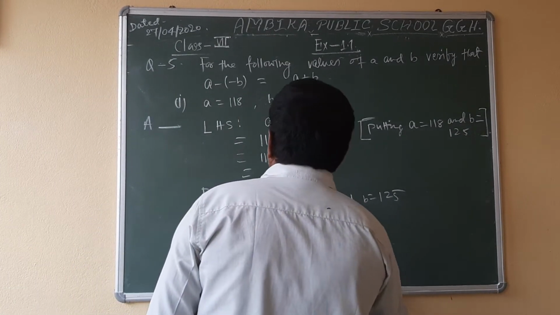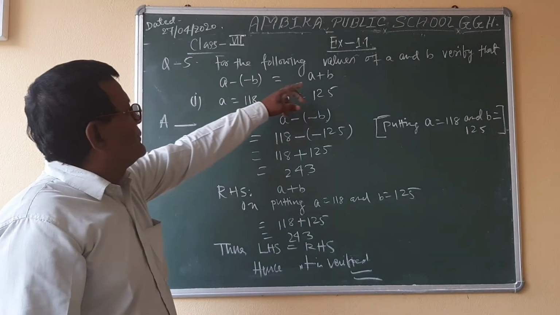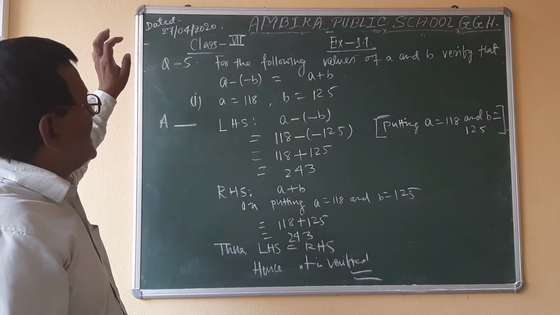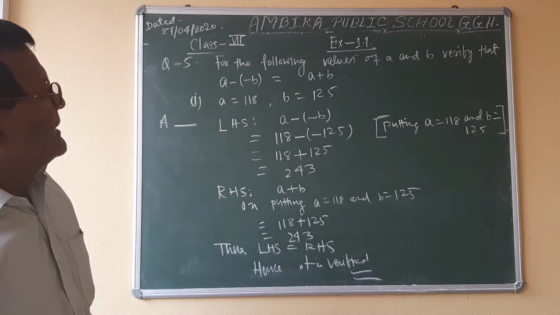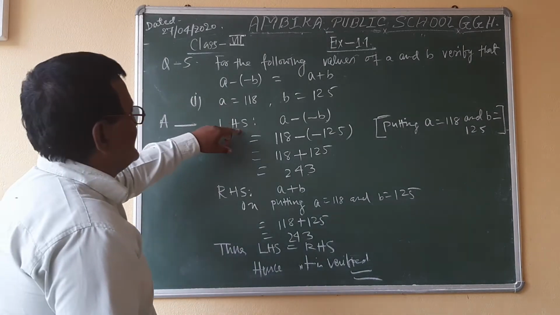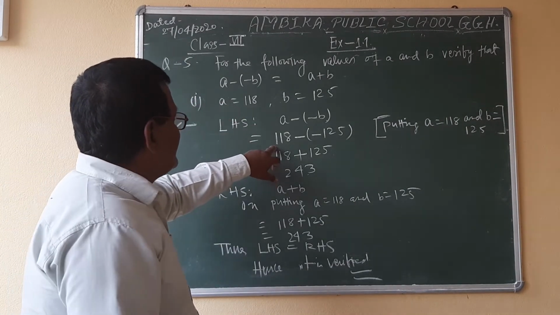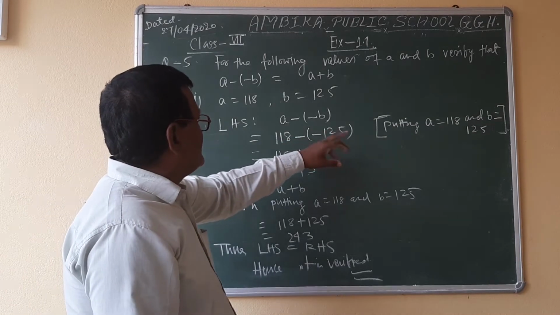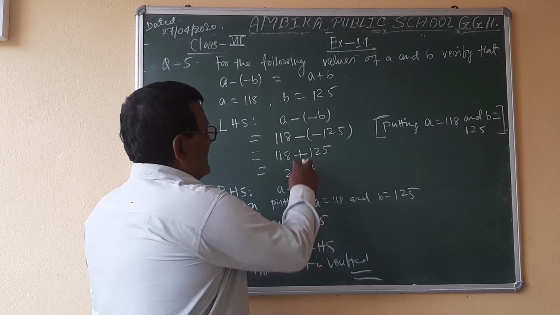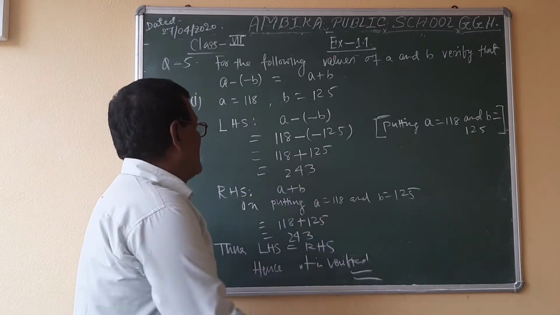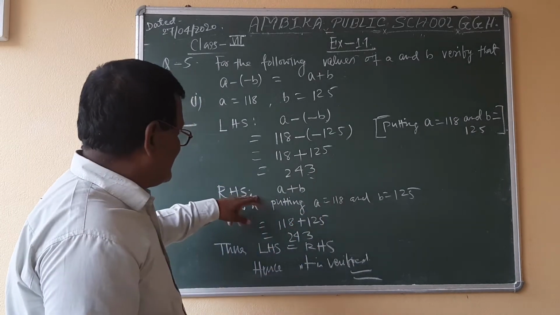To verify A minus (minus B) is equal to A plus B, we have been given the values of A and B. So we put the values of A and B in LHS. Value of A is 118 and value of B is 125. So 118 minus (minus 125), minus into minus is equal to plus. So we get 243.